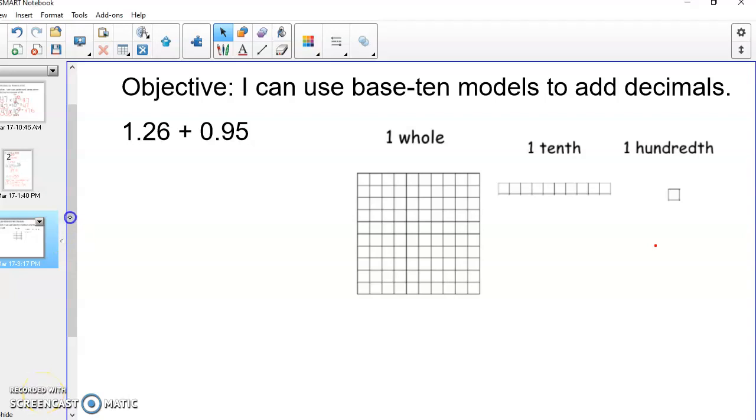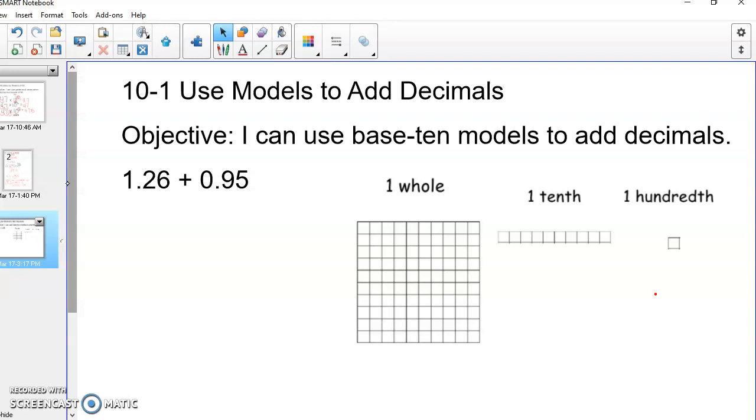Hi everyone. So today we're going to be talking about 10-1, use models to add decimals. Feel free to pause, go back, look again, take your time looking through this lesson and working through this together with me. This is new to me, so we're going to try out this way of learning math and we'll kind of go from there.